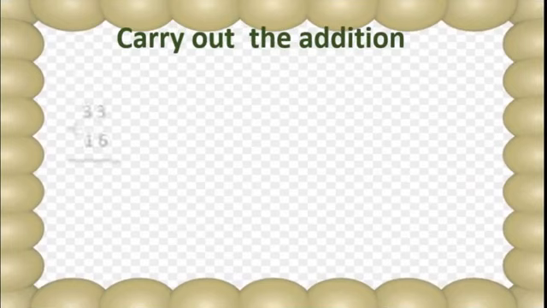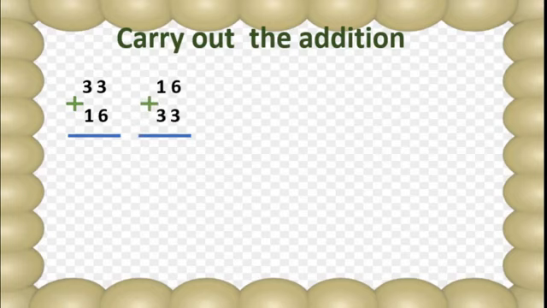Carry out the addition. See here, 2 sums are there, we will add them. Always we add from the unit place, correct? See here, 3 plus 6 is 9. Now 3 plus 1 is 4, isn't it?